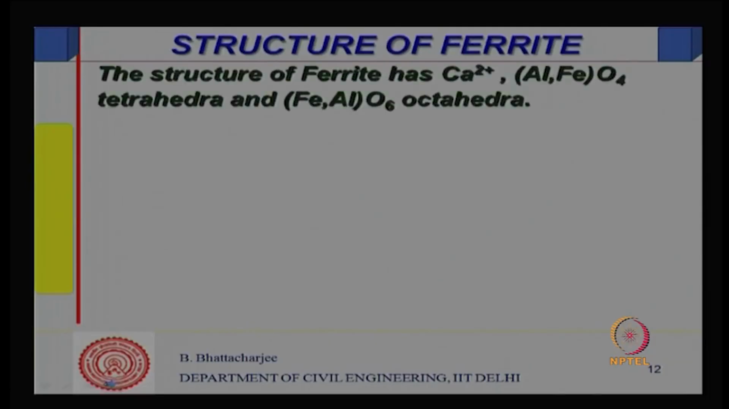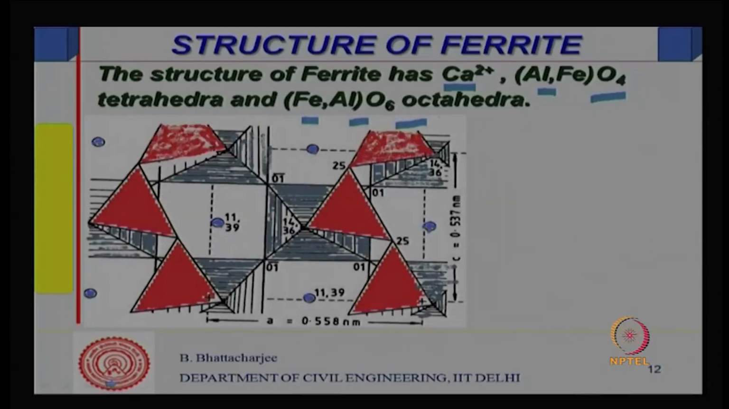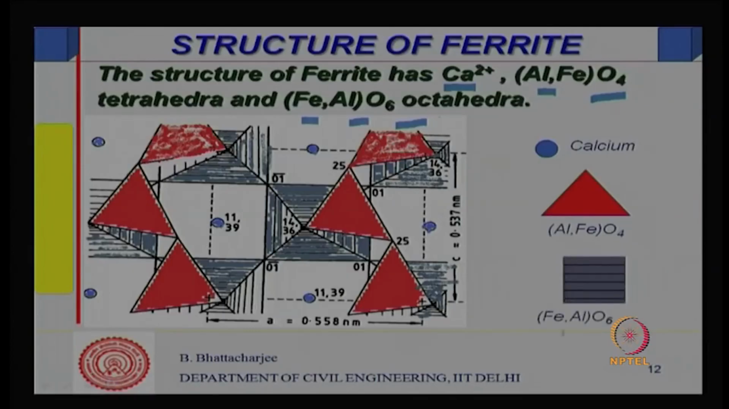The structure of ferrite has calcium ions, AlFeO4 tetrahedra and FeO6 octahedra, and looks something like this. The blue ones are the calcium, the red triangles are the AlFeO4, and the black ones are the FeO6. So, they have a structure of this kind. That is how the structure of the cement compounds, alite, belite, aluminate and ferrite, looks.